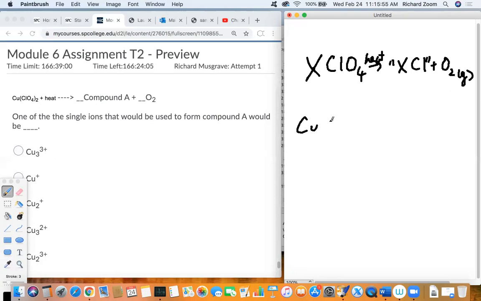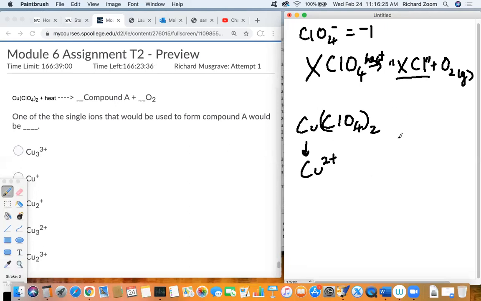Now, in the case of Cu(ClO4)2, we know that ClO4 is a negative one charge. Same with ClO3. What that means is that copper is 2+. Does anybody have any questions?